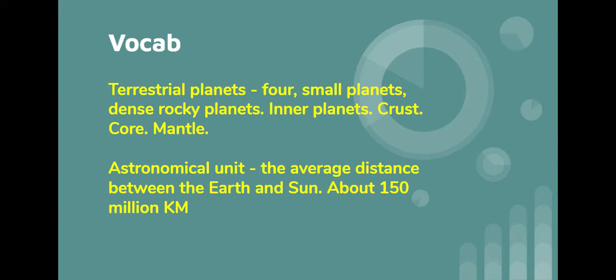Now, we measure height in meters, weight in kilograms, temperature in Celsius. Well, planets are measured with astronomical units. The astronomical unit, 1 AU, is the average distance between the Earth and the Sun. It's about 150 million kilometers. This is the measuring stick when we talk about how far; you'll hear it used talking about how far planets are from each other.